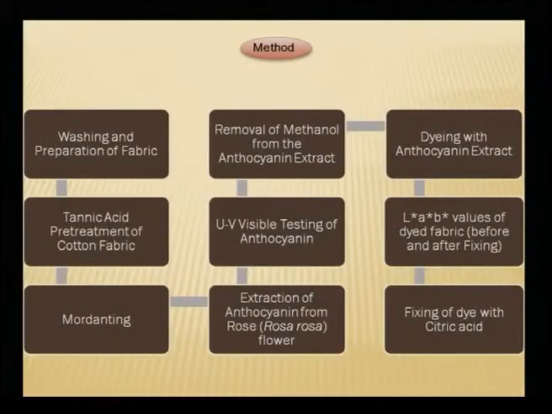The methodology is that washing and preparation of the fabric is carried out first, then the methanolic extract of anthocyanin is made. But while making the methanolic extract, a little bit of citric acid addition can always enhance the extract quality, and more and more dye can come into it. Then the dyeing of the fabric with the anthocyanin extract can be done.